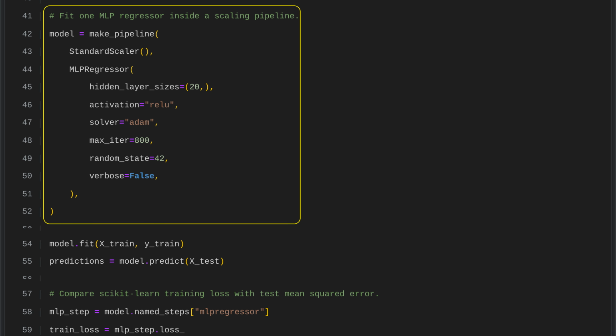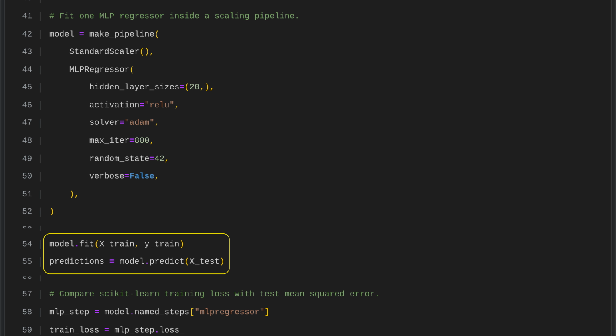The model is built as a pipeline that first standardizes the input features, helping the neural network train more effectively. It then uses a multi-layer perceptron regressor with one hidden layer of 20 neurons, ReLU activation, and the Adam optimizer. Training is allowed up to 800 iterations, with a fixed random seed for reproducible results and detailed training output turned off.